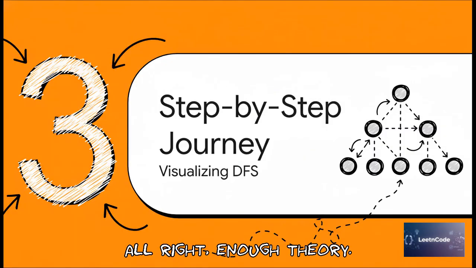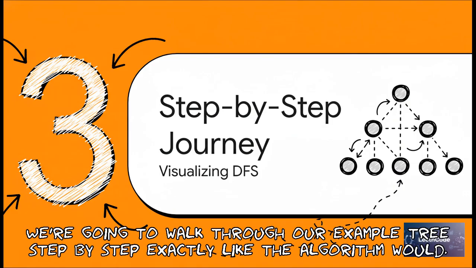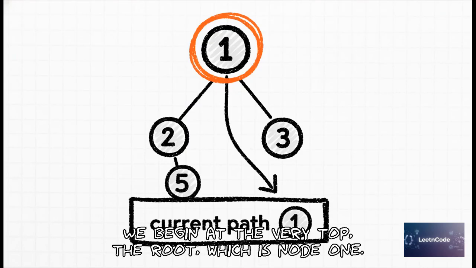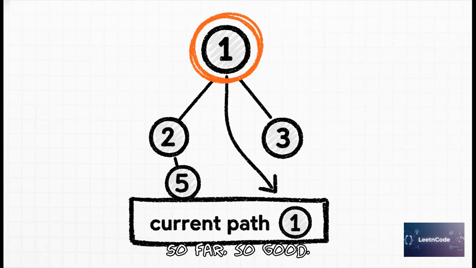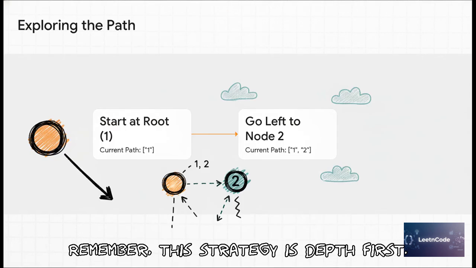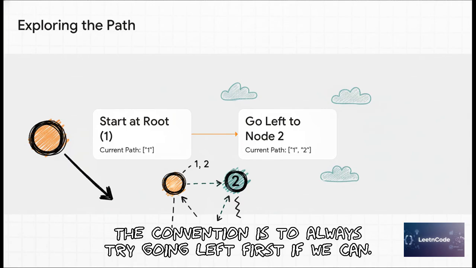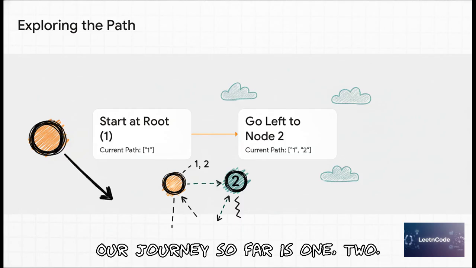All right, enough theory. Let's actually watch this strategy in action. We're going to walk through our example tree step by step, exactly like the algorithm would. Okay, first things first. We begin at the very top, the root, which is node 1. The first thing we do is add it to our current path. So far, so good. Remember, this strategy is depth first. We want to go deep. The convention is to always try going left first if we can. So we move from 1 down to its left child, node 2, and we add that to our path. Our journey so far is 1, 2.